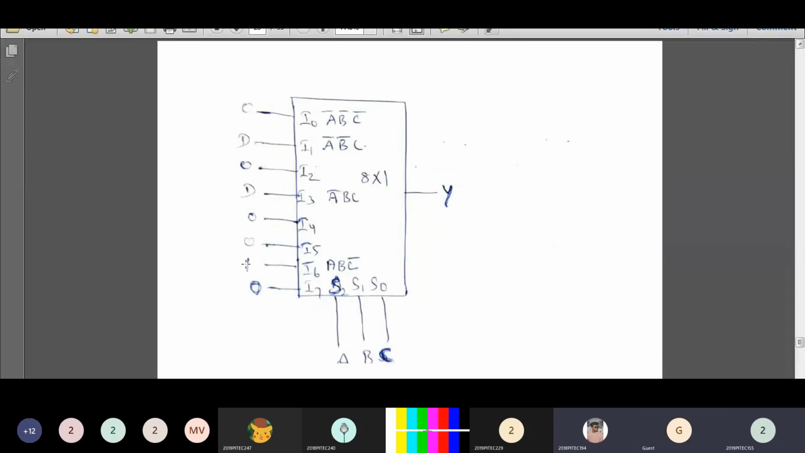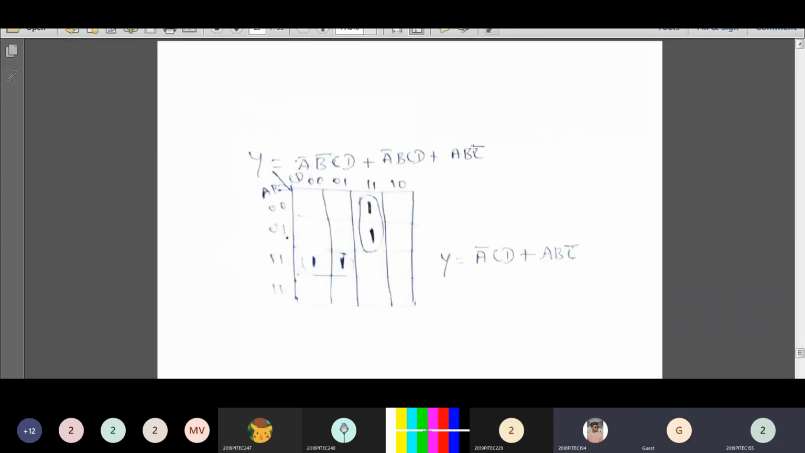Now let's move on to the next one. I6 is connected to 1. When will I6 be connected to the output? When your selection input is 110, I6 will be connected to the output. That 110 represents the min term A B C'. That should be multiplied with the I6 value. Here the I6 value is 1, so multiplied with 1 you get A B C'. That is the last product term, A B C'.